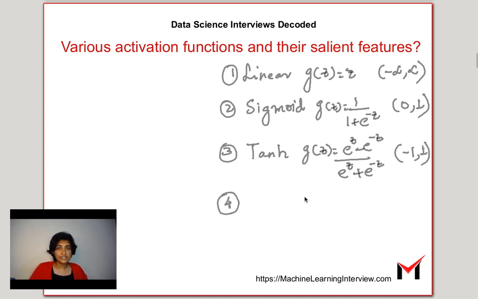Both the sigmoid and the tanh activation function suffer from the vanishing gradient problem. Sigmoid more than tanh.